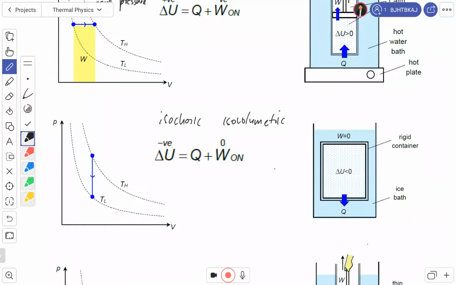And then you either heat it up or you remove heat. Isovolumetric: the work done, we said compression is positive work, expansion is negative work. No change in volume, zero work. So for this process, the most straightforward thing that you can tell is W is zero. Therefore, if you want to change its internal energy, you could only heat it up or cool it. This is the only agent.